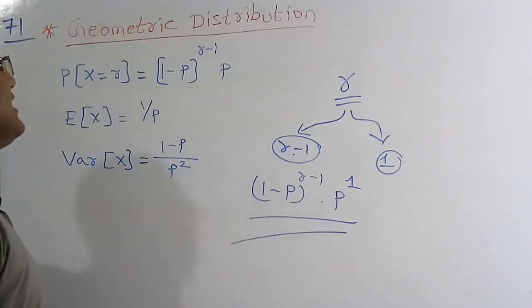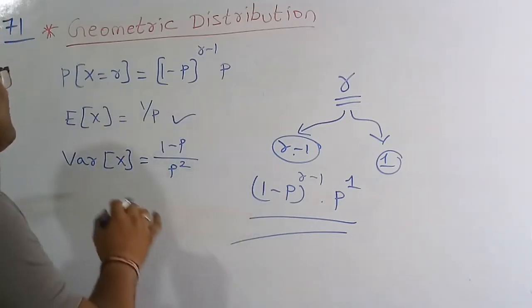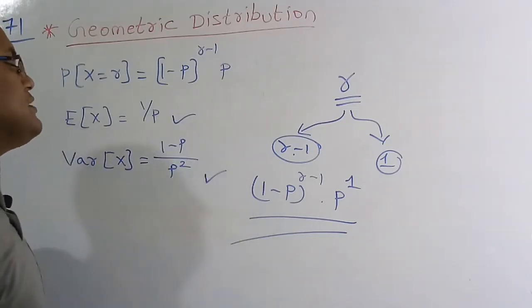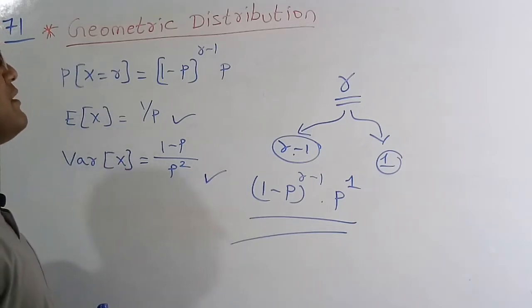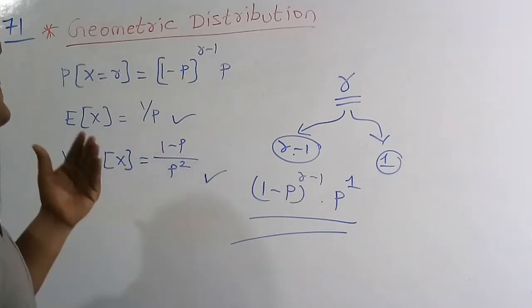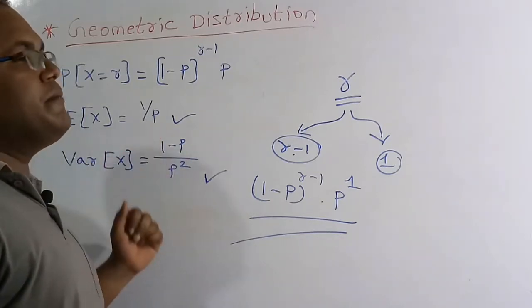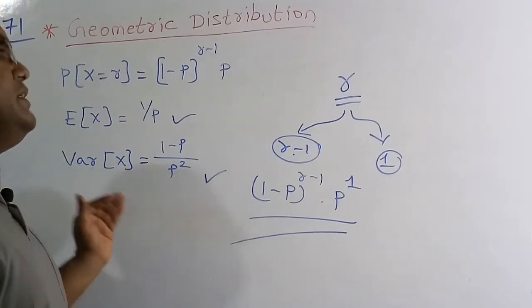So this is the case, then the expectation of the random variable is equal to 1 by p, and the variance of the random variable is equal to (1 minus p) by p square. These are the important formulas that you always have to remember for the geometric distribution. So for geometric distribution, the expectation of the random variable is 1 by p, and the variance of the random variable is (1 minus p) by p square.